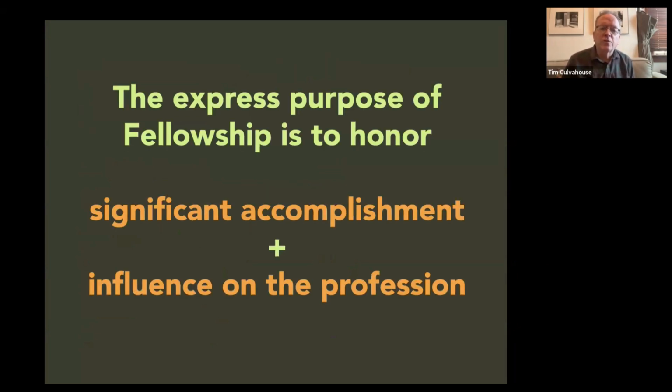The express purpose of fellowship is to honor significant accomplishment and influence on the profession. It's crucial to understand these two criteria and to understand that they're equally important. It's not just about accomplishment. You also have to have been influential within the profession, not having influenced society or your clients or the urban realm, although of course those are things you do. But fellowship recognizes and encourages influence on the profession of architecture.